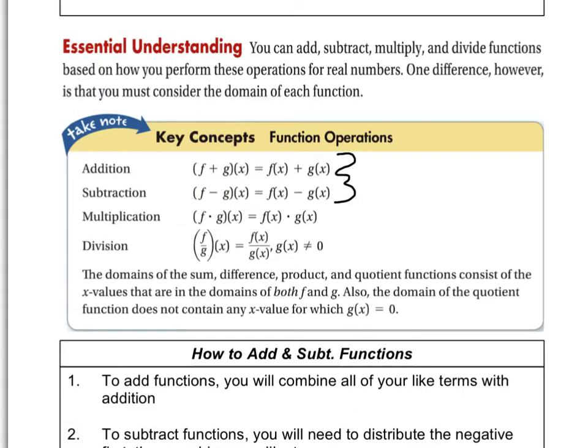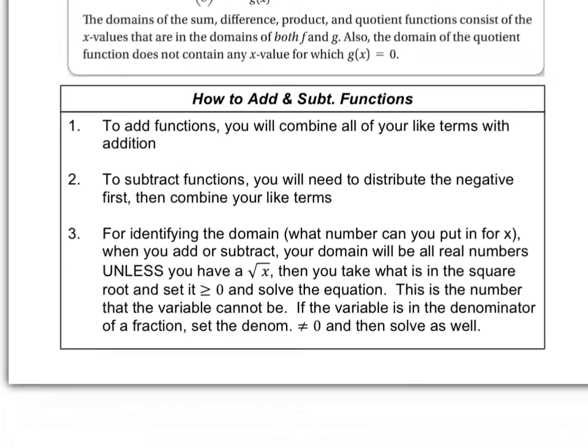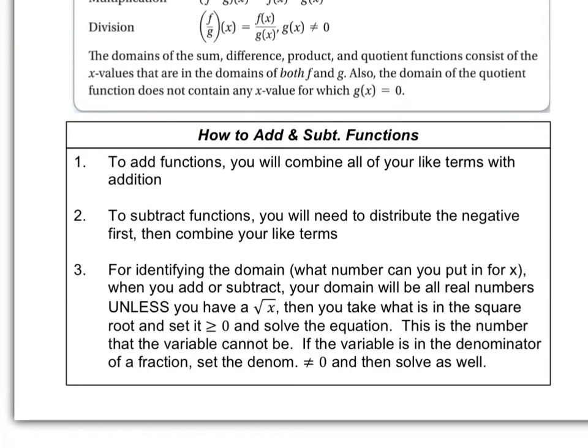So let's talk about how we are going to add or subtract functions. To add functions, it's pretty simple. You're just going to combine all your like terms with addition. Take the 2 functions, add them together, combine your like terms, done. For subtraction, there's one thing that's a little bit different. You're going to put the second function in parentheses, so you need to distribute the negative, and then combine your like terms.